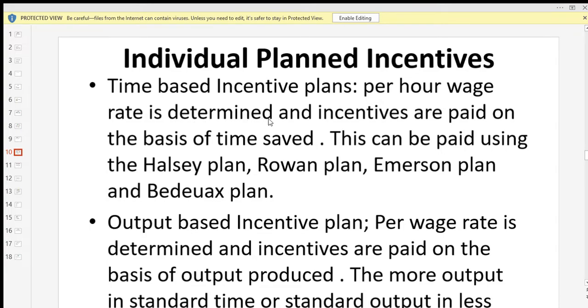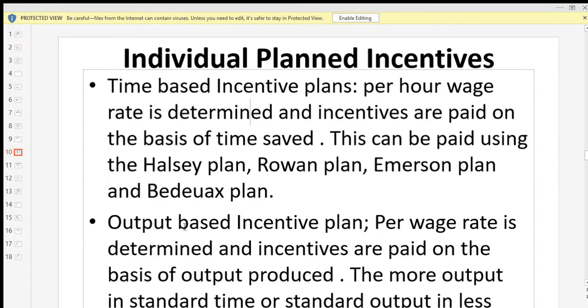The wage rate is determined and incentives are paid on the basis of time saved. So here they pay you according to the time that you've saved at work. For example, if you were supposed to do a particular task in 10 hours and you complete that task within 2 hours, they pay you for the time that is saved. This can be paid using the Halsey plan, Rowan plan, Emerson plan and Bedaux plan. Those who do cost accounting, labor accounting will know the Halsey plan and Rowan plan. That is time-based incentive plans.